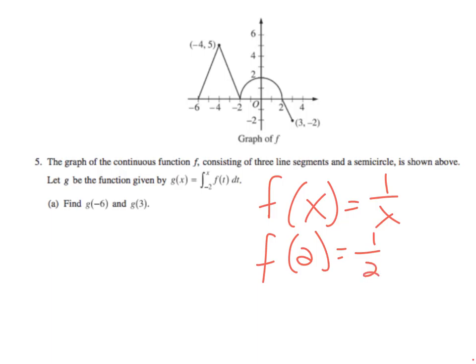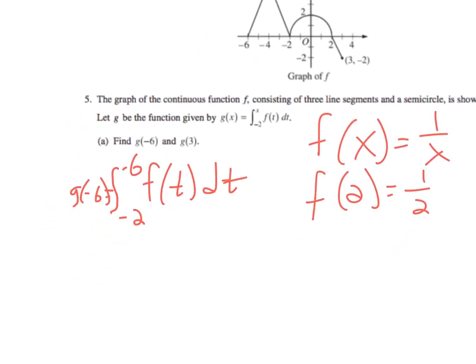If you're asked to find out what g of -6 is, you're just going to go exactly as the formula says. It says take the integral to find out what g of -6 is. It says take the integral from -2, and then here's where an x is. We're going to plug a -6 in there, of f of t. Okay, and then since we don't know what f is, we have to use the graph of f to help us understand what this integral is.